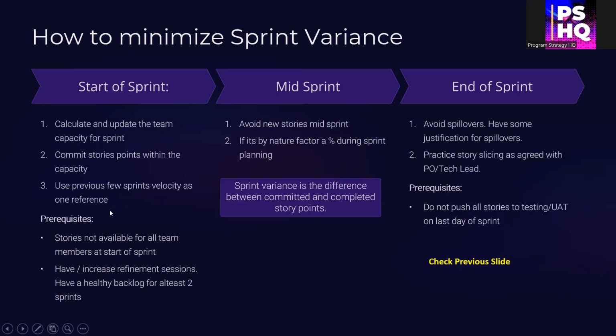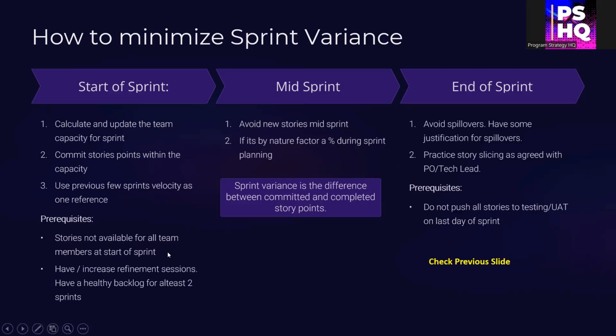And to do all this, there are 2 prerequisites. One is stories should be available for all the team members at the start of the sprint. Most of the time, stories are not available. Stories will be written sometimes mid-sprint, and once you start, they will be just drafts, and then they will be maturing. We need to avoid that.